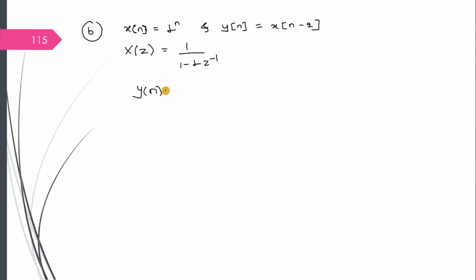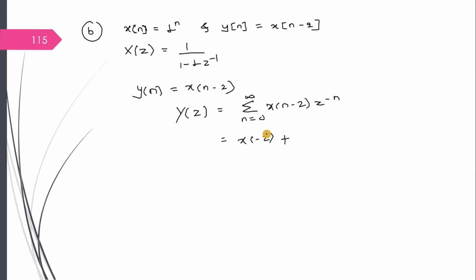Now we have been given y of n is equal to x of n minus 2. So what we have to do? Standard definition, y of z is equal to summation n is equal to 0 till infinity x of n minus 2 z inverse of n. So when I substitute n equal to 0, what I get? X of minus 2 I get. z raised to 0 is 1, plus. Now when I substitute n equal to 1, what happens? 1 minus 2 is x of minus 1. N is substituted with 1, so z raised to minus 1.